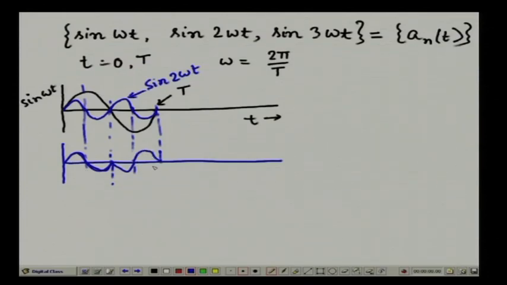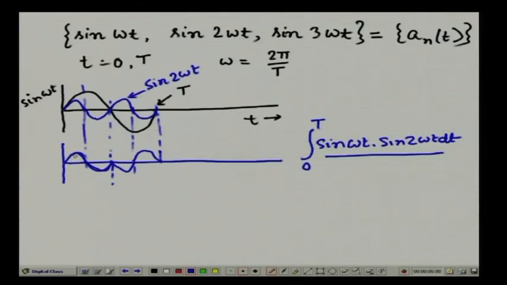Now, if I integrate this, that is, if I integrate sin(omega t) into sin(2 omega t) dt over the interval 0 to capital T, this integral is nothing but the area covered by this curve.